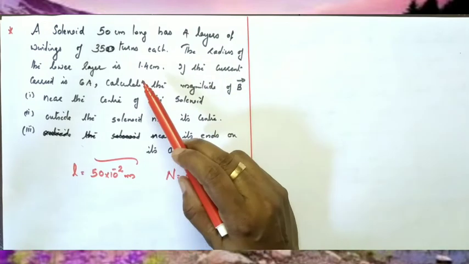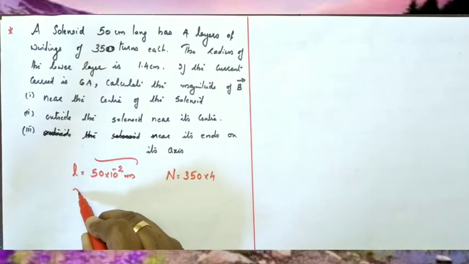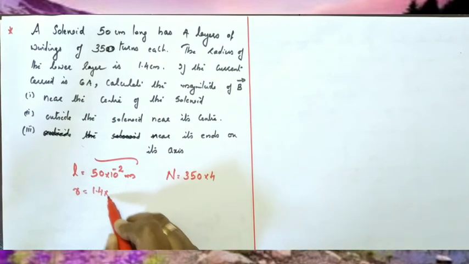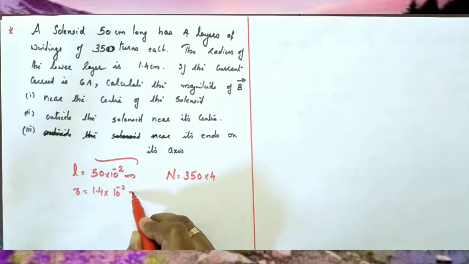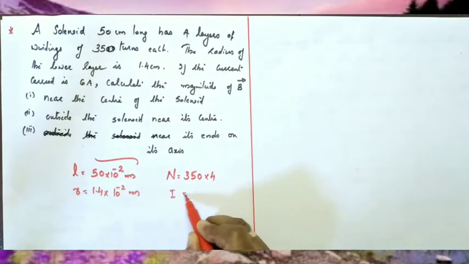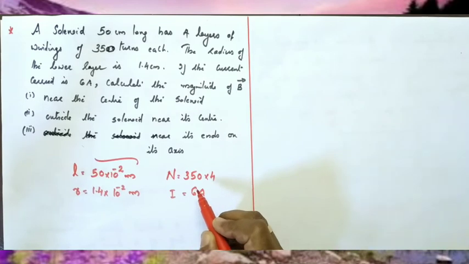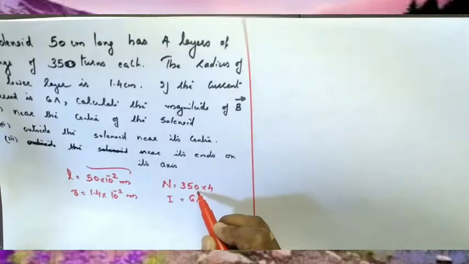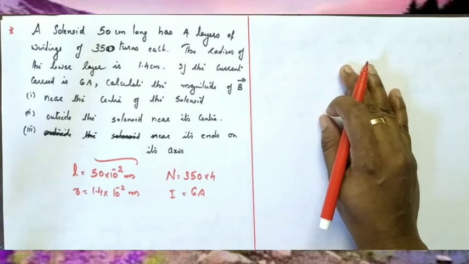Now radius of the lower layer is 1.4. So radius is equal to 1.4. Again we can convert to meter. Current I is given as 6 ampere. Right. Now we have to calculate the magnetic field near the center of the solenoid.